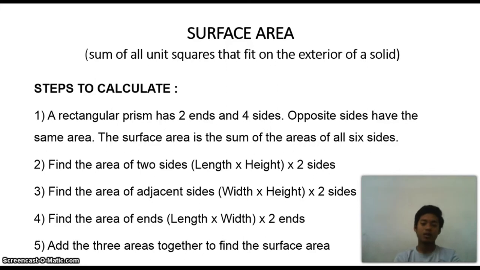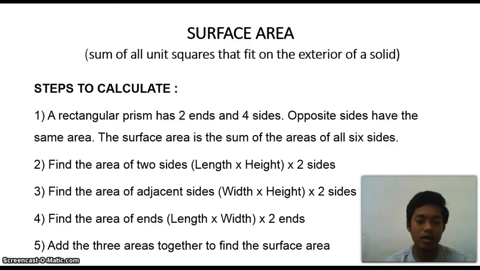First of all, I want to represent surface area. Surface area means the sum of all unit squares that fit on the interior of a solid. There are 5 steps on how to calculate the surface area of the rectangular solid. First, a rectangular solid has 2 ends and 4 sides. Opposite sides have the same area. The surface area is the sum of the areas of all 6 sides.